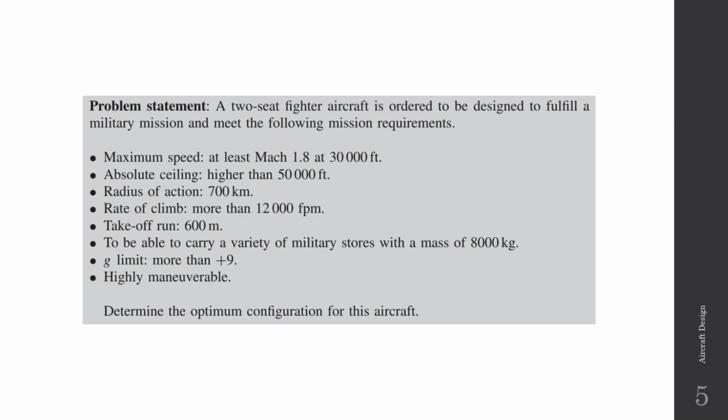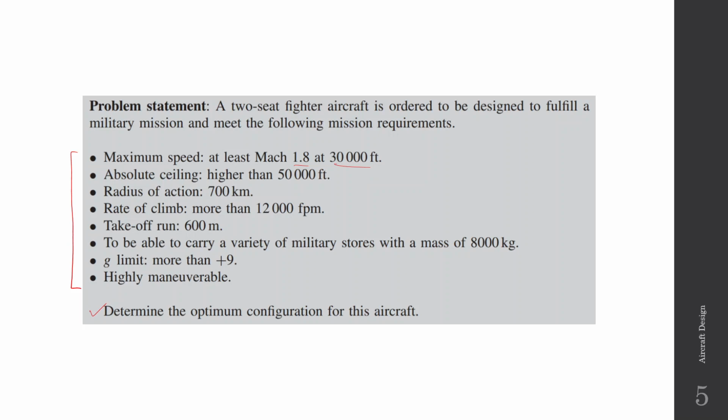This is a kind of problem which we will try to address in this course. You can see that the problem states that a two-seater fighter aircraft is ordered to be designed to fulfill a military mission and meet the following mission requirements. The properties of the aircraft have been given, and we have to determine the optimum configuration of the aircraft. The maximum speed is Mach 1.8 at 30,000 feet. So immediately you can see that it is a supersonic aircraft.